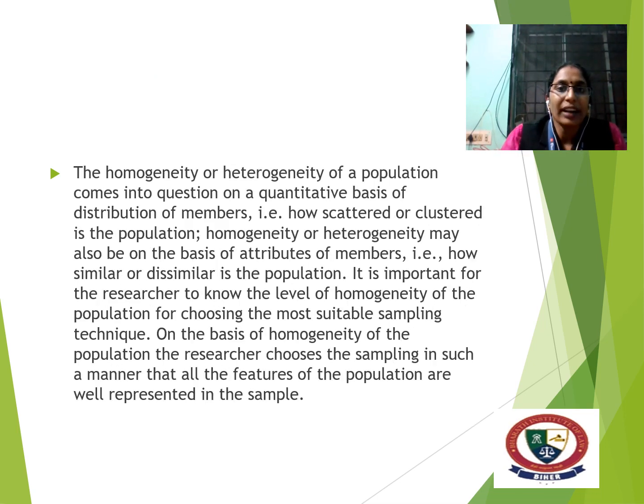The homogeneity or heterogeneity of a population comes into question on the quantitative basis of the distribution of members, that is, how scattered or clustered is the population. Homogeneity or heterogeneity may also be on the basis of attributes of members, that is, how similar or dissimilar is the population. It is important for the researcher to know the level of homogeneity of the population for choosing the most suitable sampling technique. On the basis of homogeneity of the population, the researcher chooses the sampling in such a manner that all the features of the population are well represented in the sample.